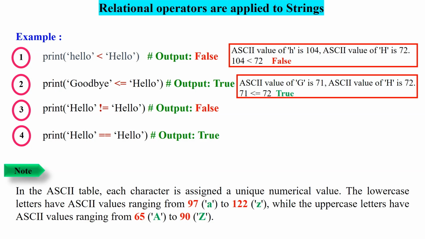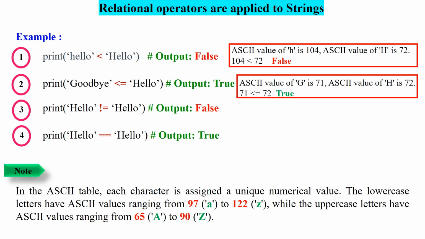In the first example, it compares two string literals, lowercase hello and uppercase Hello, using the less than operator. When comparing strings, Python uses the ASCII values of the characters. In this case, the ASCII value of lowercase h in hello is greater than the ASCII value of uppercase H in Hello. Therefore, lowercase hello is considered greater than uppercase Hello in lexicographical order. As a result, the expression hello less than Hello evaluates to false. When you print the result, the output will be false.